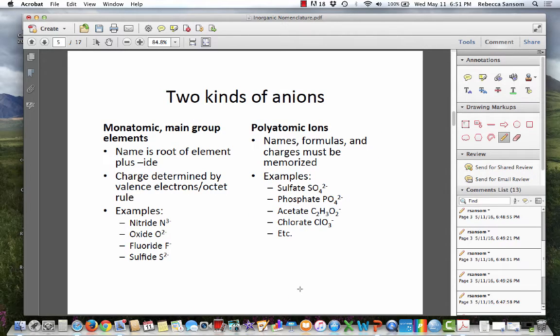You can have 2 kinds of anions. Either main group elements, again, these guys are just going to make the charge that gives them a noble gas electron configuration. And the name will be the root of the element plus "-ide". So, for example, nitrogen becomes nitride, oxygen, oxide, fluorine, fluoride, sulfur, sulfide. The second kind of anion that you need to be aware of are the polyatomic ions, and these you have to memorize their formulas and charges.